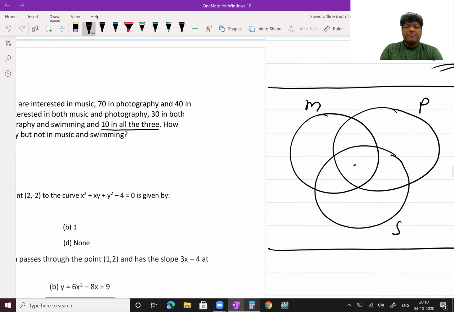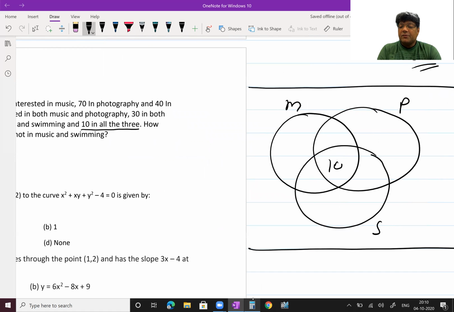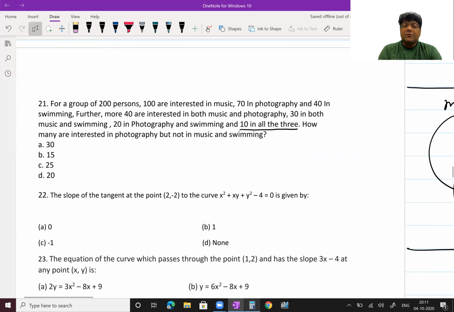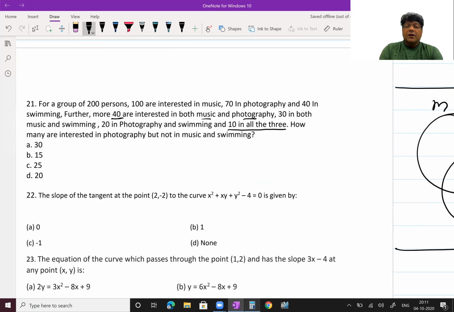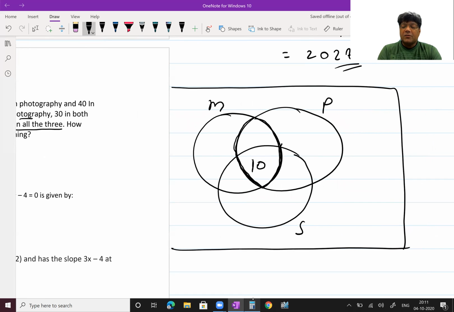Here from we will start. 10 in all three means 10 will go here. Now, music and photography means this whole portion, and out of that, 10 has already come here. So the remaining portion of music and photography: music and photography is 40, so out of that 10 here, 30 here.